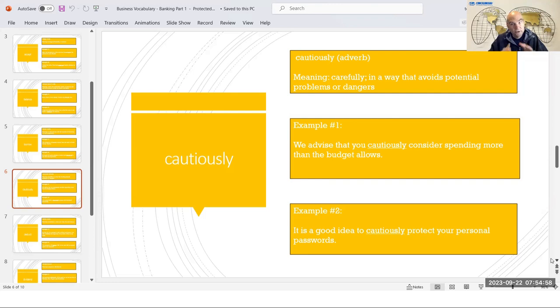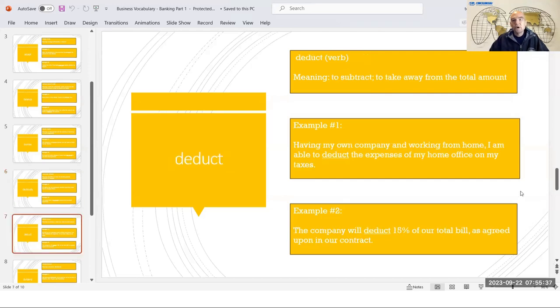So our advice to you is you carefully consider spending more. Example 2 says, it is a good idea to cautiously protect your personal passwords. Yeah, very good idea. Be careful. Protect them cautiously. Okay. All right. And we move on.